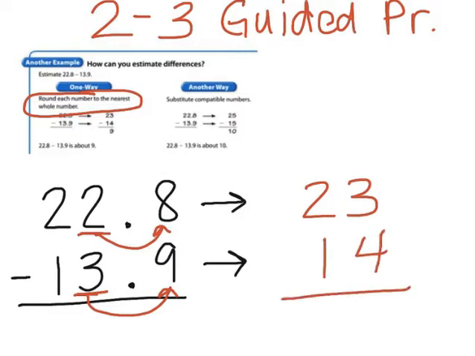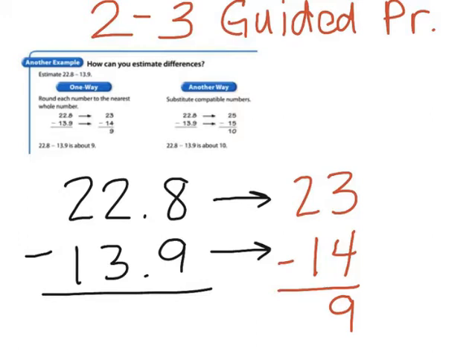Okay? So then when you look and you think, what's 23 minus 14? You can either subtract or know that it's 9. Subtract. The 3 is smaller than the 4, so we have to borrow, making that a 13, making that a 9. Okay? That's the first regular estimating way. So 22.8 minus 13.9 is about 9.